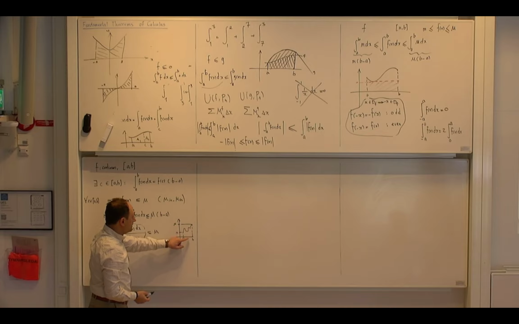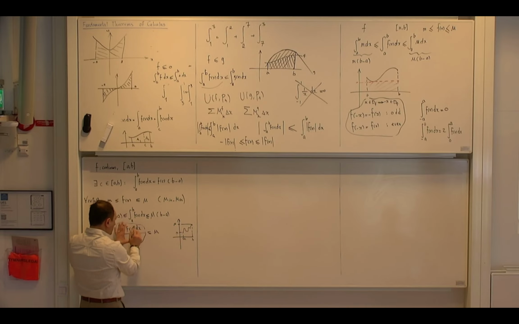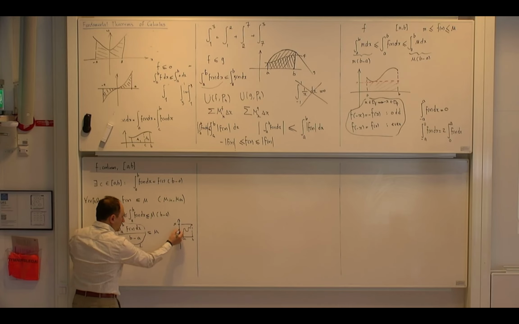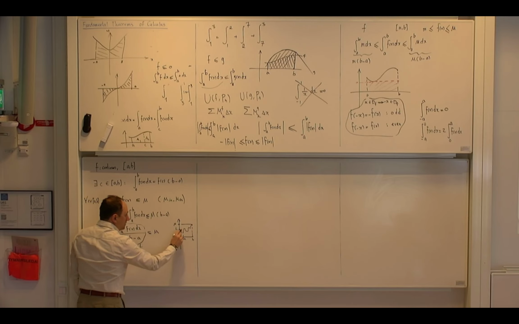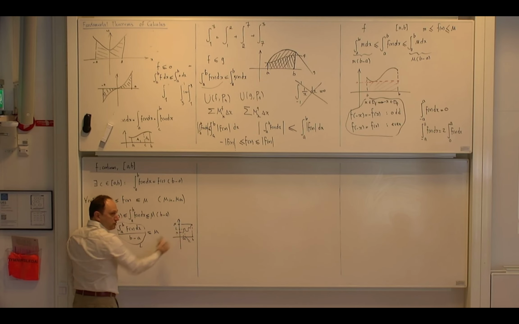So if this number, let me call this one L. This number L is somewhere here, for example. And then it is guaranteed by the intermediate value theorem that there is a C here, which is mapped to L.